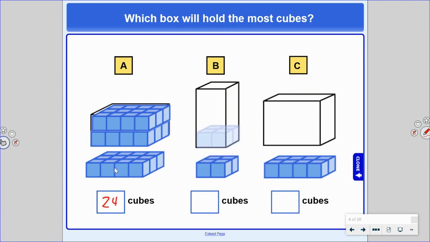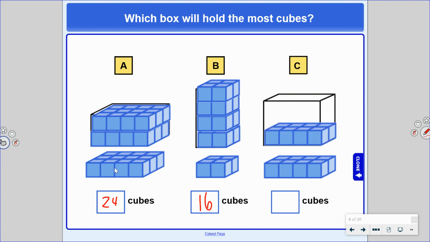Next one. We have one layer of 2 by 2, so that's 4 cubes. Another 4 would make 8. Another 4 would make 12. And another 4 appears to be 16. And box C looks to be wider, perhaps, maybe not. One layer of 4 by 2, so that's 8 cubes there. Another 8 makes 16. Another 8 makes 24. So believe it or not, there are 2 of these shapes that are tied.